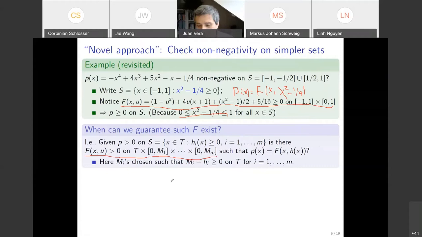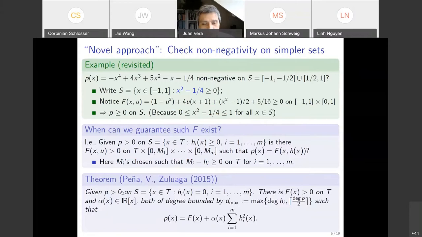Now there is a related result, a theorem that we did with Javier Peña and Luis Zuluaga some time ago, and it's about the case when we have equalities. So if my set S is defined as the points in T that satisfy certain equalities, then I can find a certificate for non-negativity, this F. This F is non-negative on T, actually it's positive, and then I get this expression.